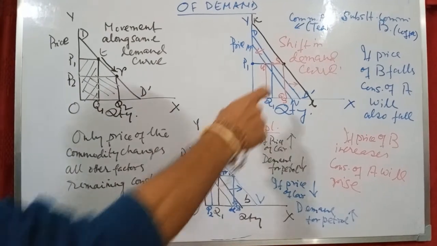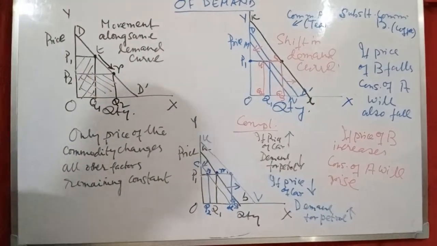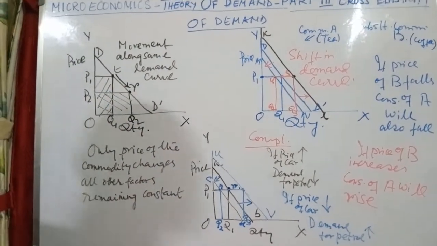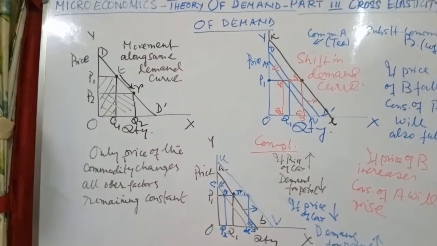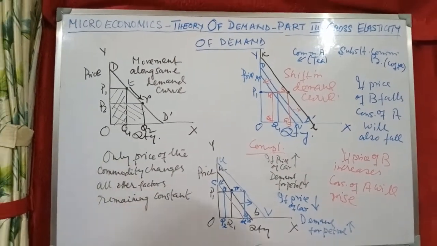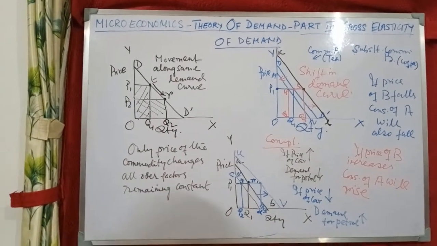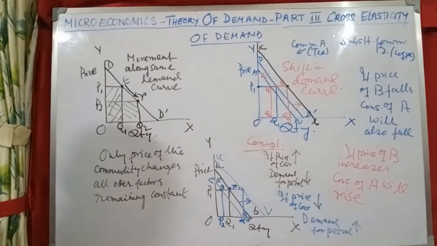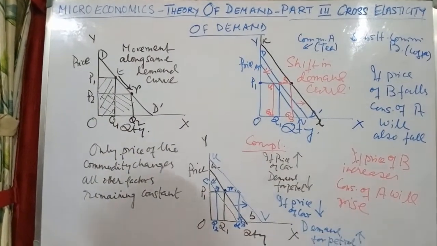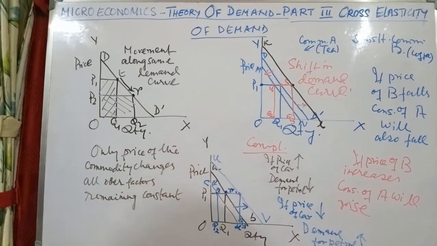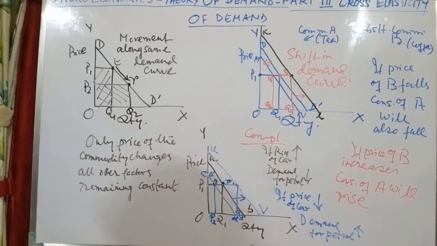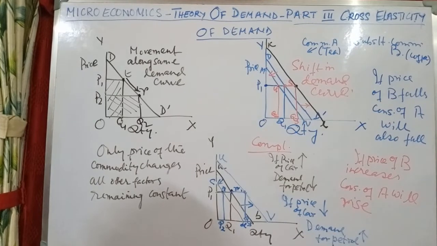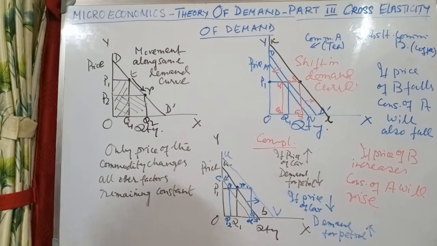Now this shift of demand curve can also take place when there is change in income of the consumer or change in taste and preference of the consumer. That we shall discuss in the next episode. In the next episode, we shall discuss income elasticity of demand and elasticity of substitution. Correct? What is income elasticity? Income elasticity is the responsiveness of quantity demanded as a result of change in income, that is proportionate change in quantity demanded divided by proportionate change in income.